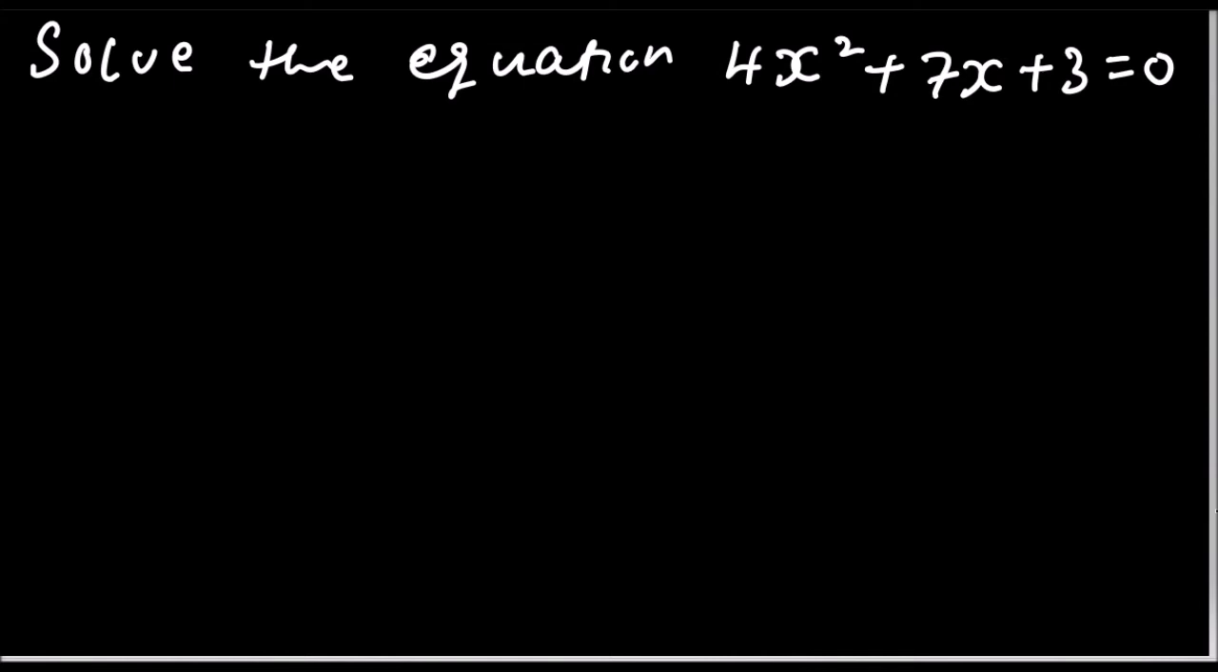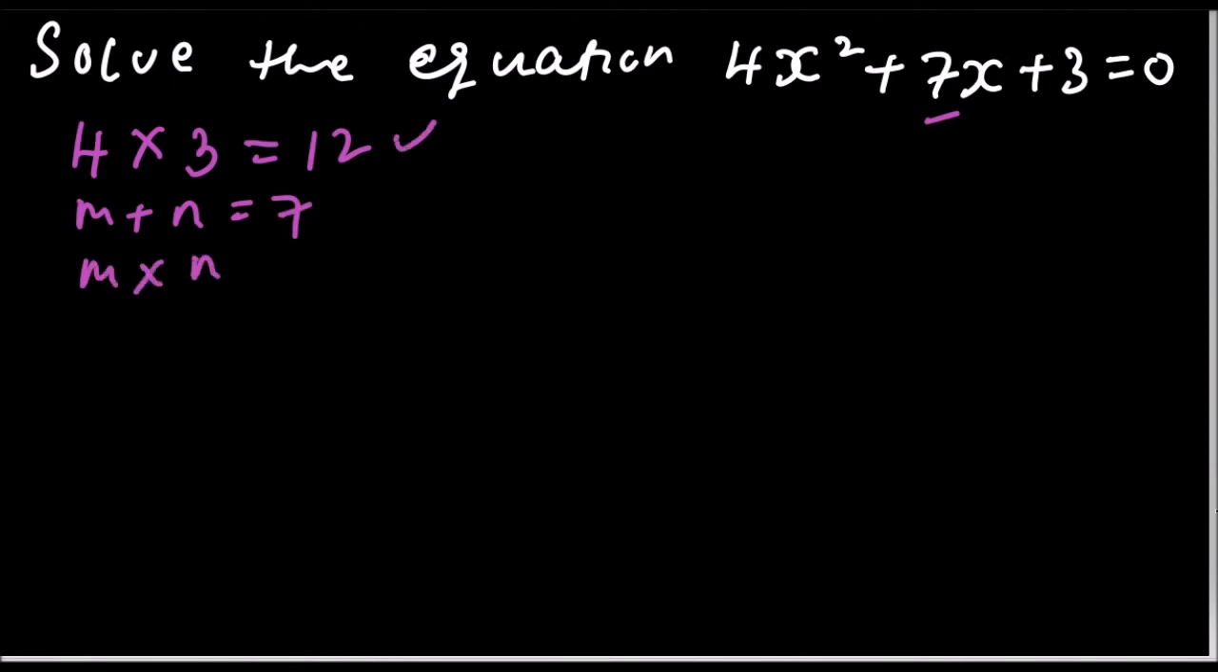So what we do is we multiply 4 by 3, that will give us 12. So we get two numbers, m plus n should give us 7, and m multiplied by n should give us 12. That is the product of the coefficient of x squared and the constant. So what are these two numbers? We try 6 times 2, that will give us 12, but that is not it. Let's factorize 12. We try 4 and 3. When you add 4 and 3, you get 7. When you multiply 4 times 3, you get 12.